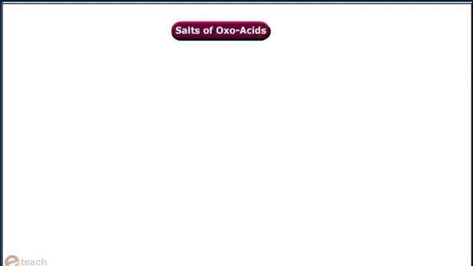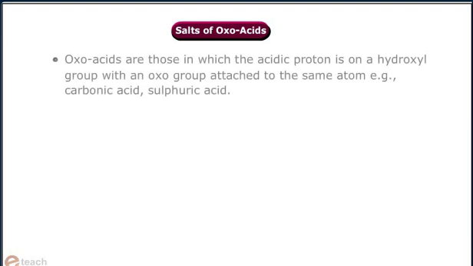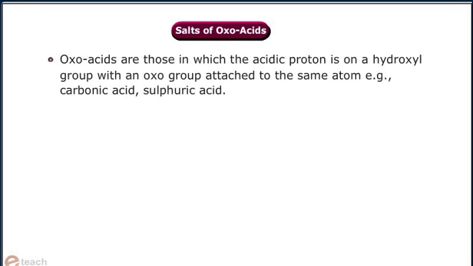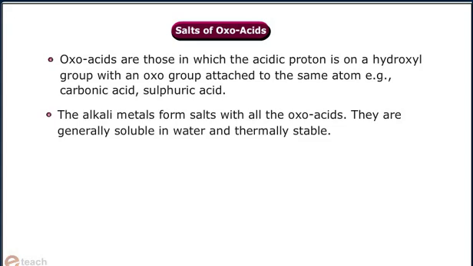Properties of salts of oxoacids. Oxoacids are those in which the acidic proton is on a hydroxyl group with an oxo group attached to the same atom. Example: carbonic acid, sulfuric acid. The alkali metals form salts with all the oxoacids. They are generally soluble in water and thermally stable.